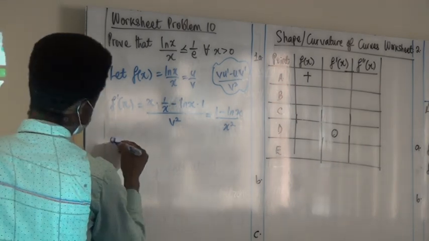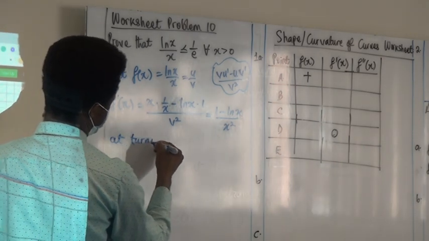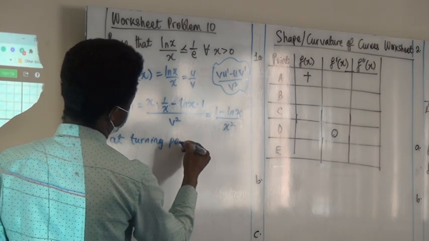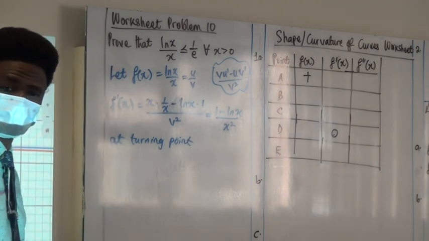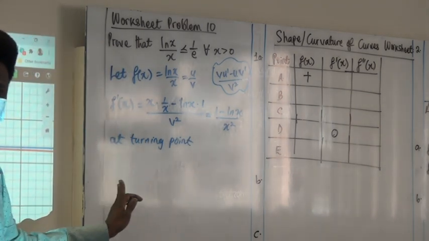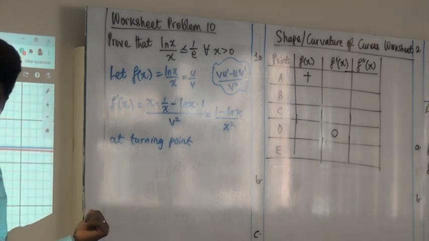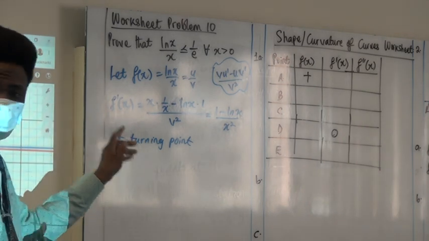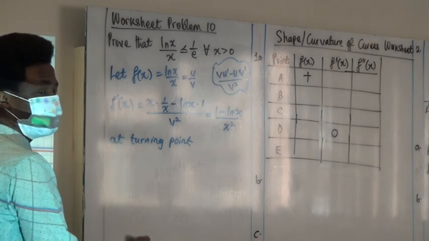And you know that at turning point, you see I'm not calling it maximum point. I'm not assuming. You cannot assume, even though we can see in the graph already. Right? So I'm calling it turning point, which is a general name. Or you can say a stationary point.